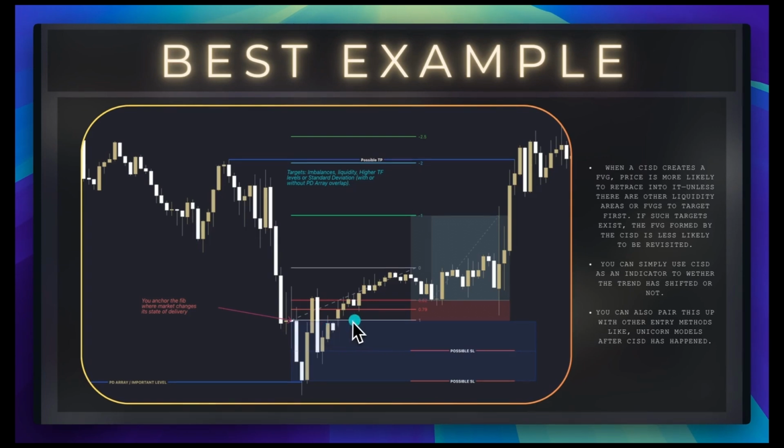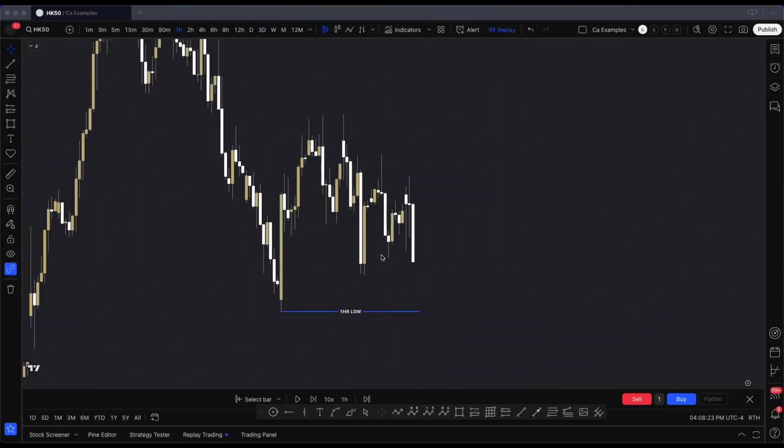And lastly, you can also pair this up with other entry methods like unicorn models after CISD has happened. So once you get that change in state of delivery, or that change in trend, then you can start looking for something like a unicorn model for your entry instead of just relying on the CISD. Okay, it's that simple. So for this example, I am going to keep it very, very simple.